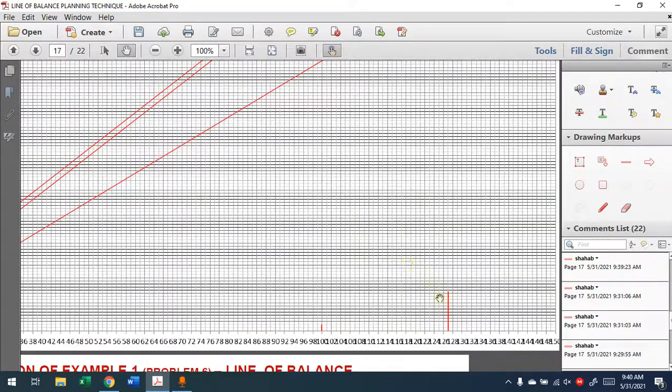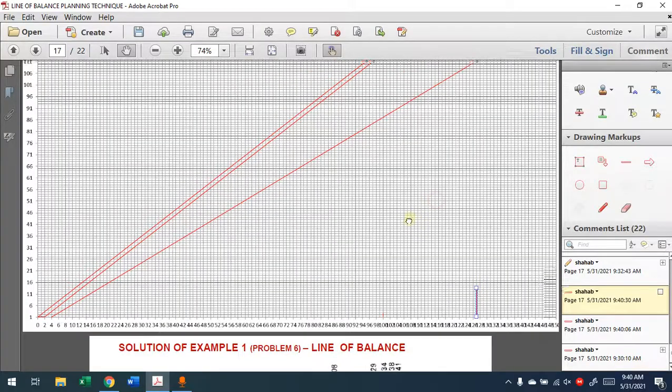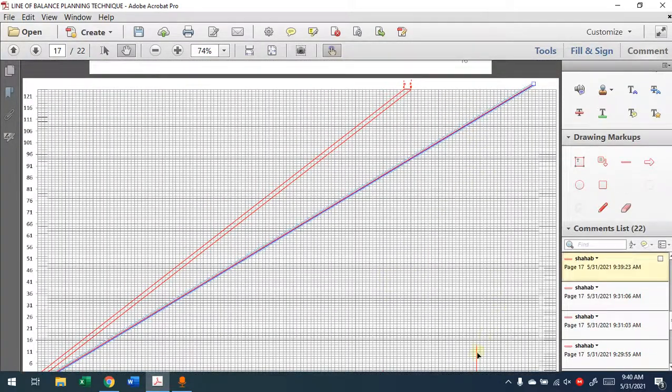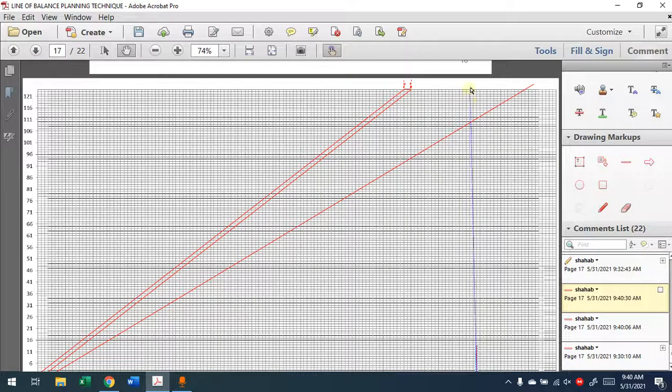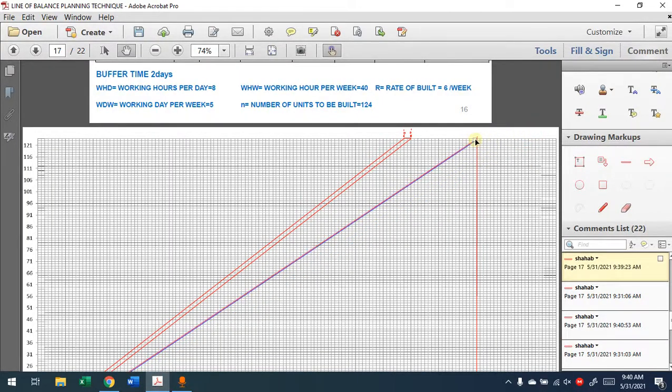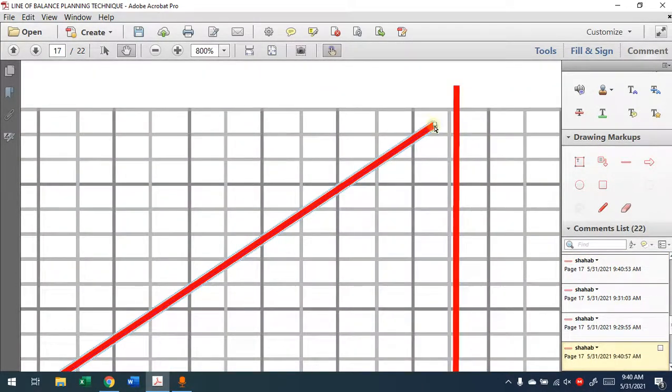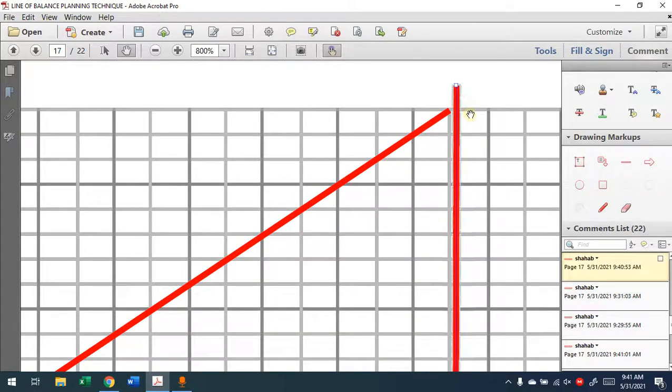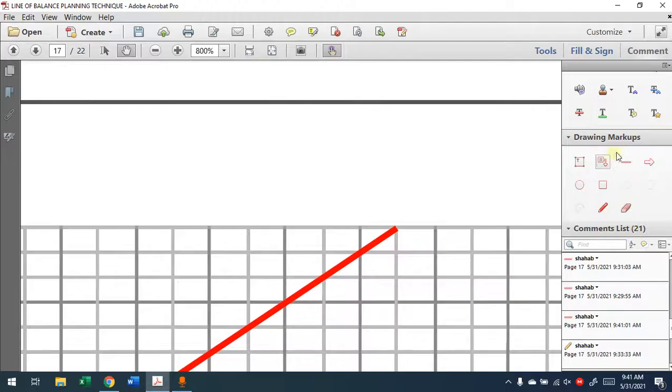So if this is 127, I just need to know where exactly this line for the top one is. Remember, the top one will be 127 here. Why 127? Remember, because the difference between the first unit to the last unit should be 123. 4 was the earliest start time, so it will be 127 here.